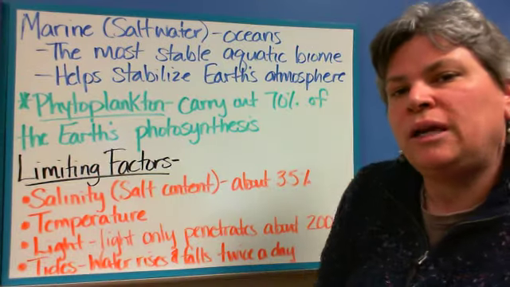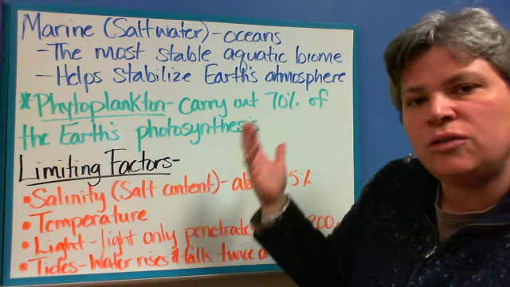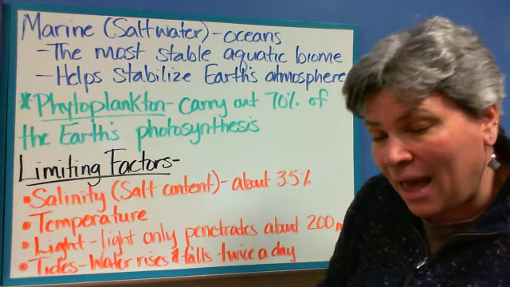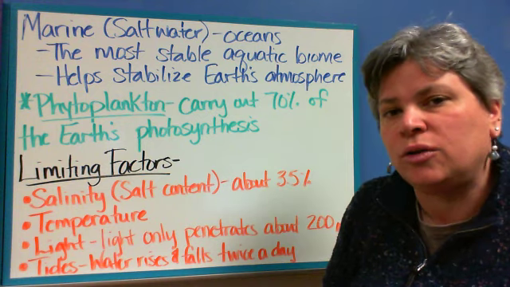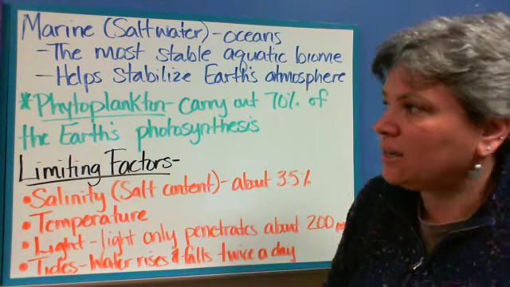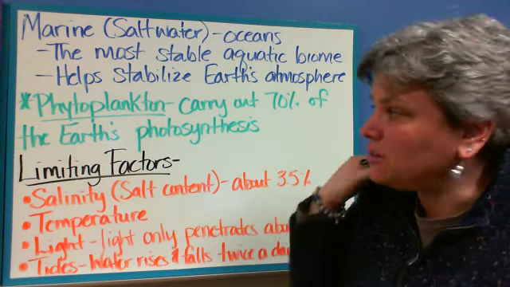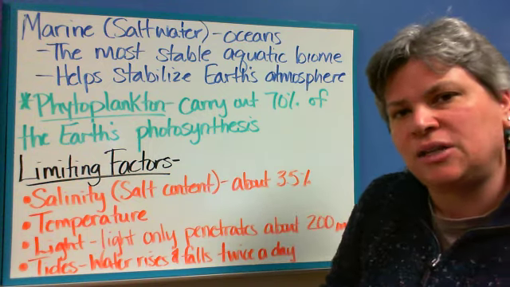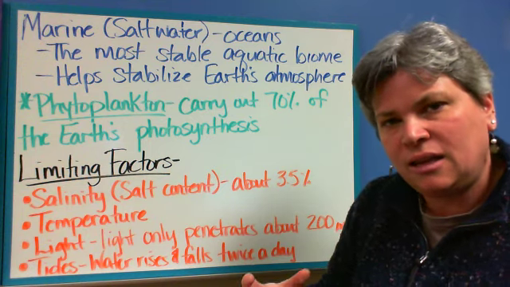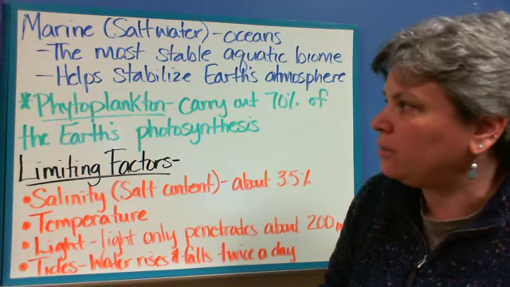First, we're going to look at the marine or saltwater biomes. These are our oceans. It is the most stable aquatic biome. It's actually the most stable biome on Earth, really, because the temperature fluctuations just aren't there. It's not a concern, and water is not a limiting factor. It helps to stabilize the Earth's atmosphere. Again, it's because of that property of water to hold on to that heat. And that really does help the atmosphere of the Earth.